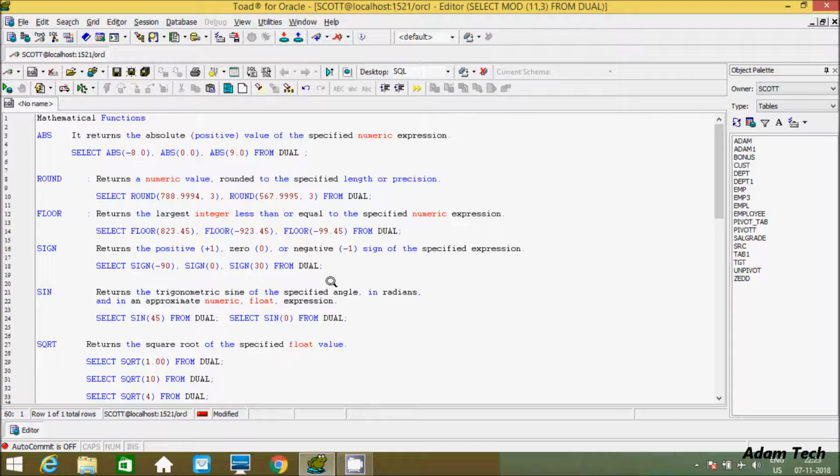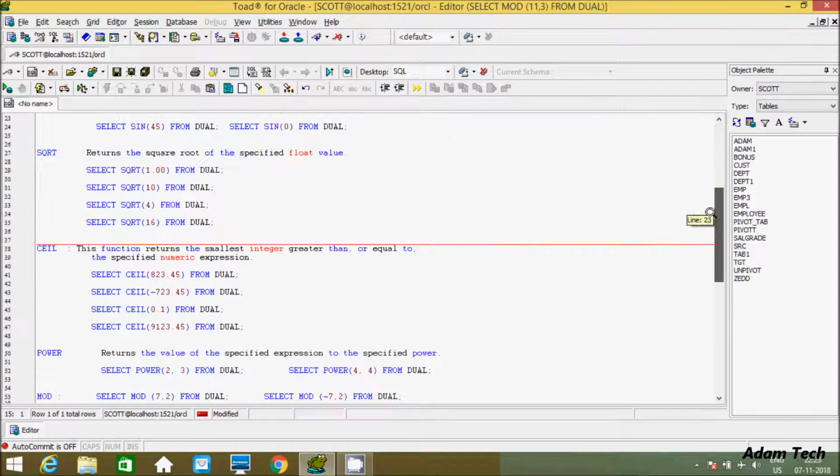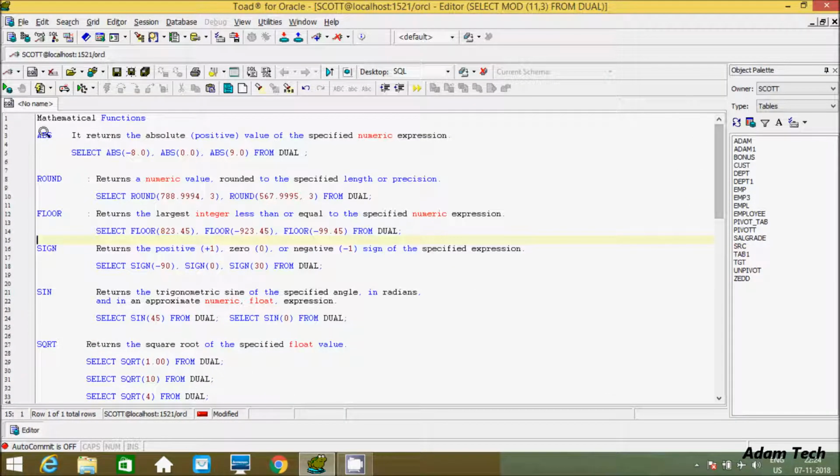Hi guys, in this video I am going to discuss the mathematical functions in Oracle database. Here I am using Toad for Oracle, and I have already written all these important mathematical functions to save some time. Mathematical functions are used to perform mathematical calculations like ABS, round, floor, sine, or SQRT, etc. So let's see them one by one.